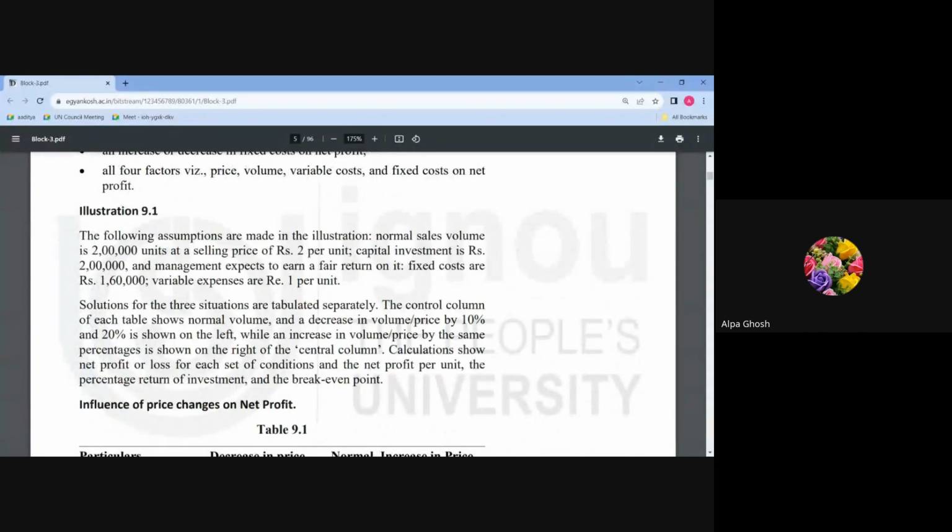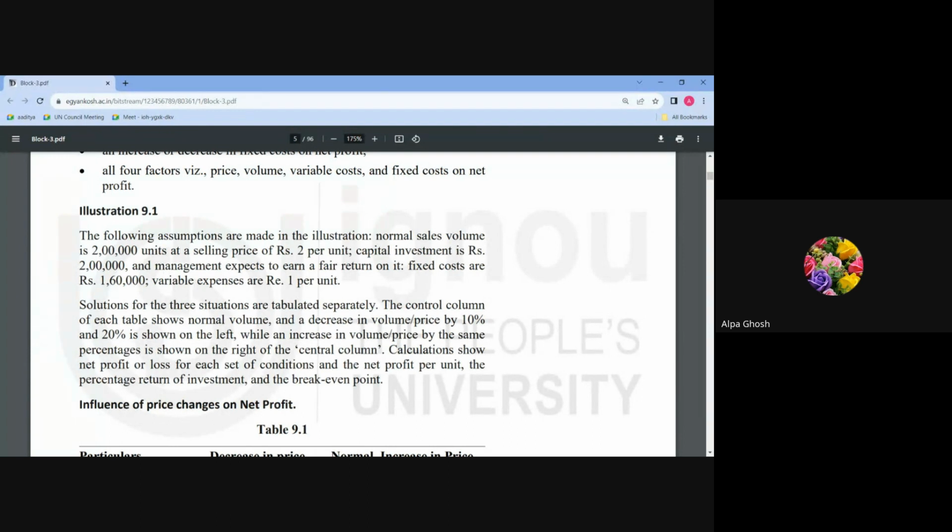It is the assumption that the sales volume is 2 lakh units at a selling price of rupees 2 per unit. Sales volume, the sales quantity, is 2 lakh units, and the selling price per unit is rupees 2. The investment in the business is also 2 lakh rupees and the management expects to earn a fair return on it. That means a normal return which is prevailing in the industry. The fixed costs are 1,60,000 and the variable expenses are rupee 1 per unit.